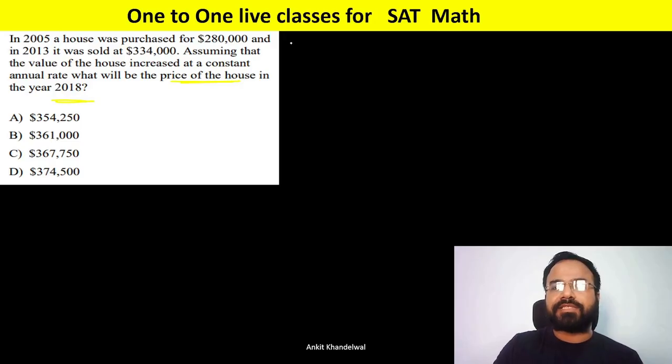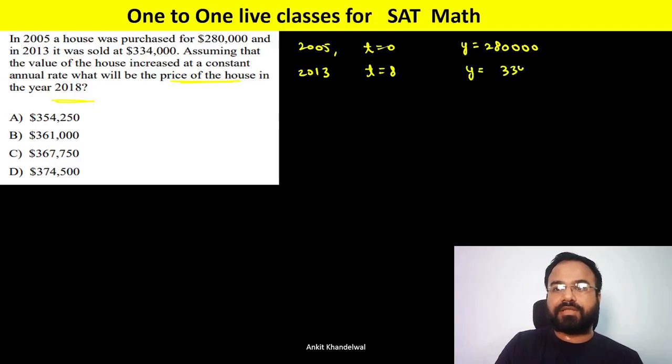So in this case, you can assume 2005 is t equal to 0. The value of the house is $280,000, and in 2013, it is after 8 years. So in 8 years the value is $334,000. Now we want to find in 2018. In 2018 means just after the 5 years, it means in t what is the value of the house.